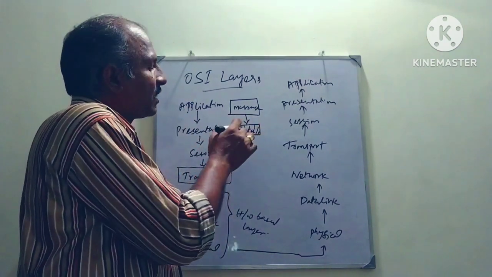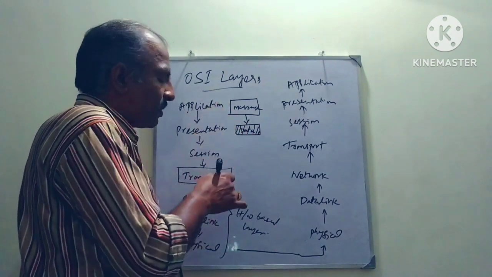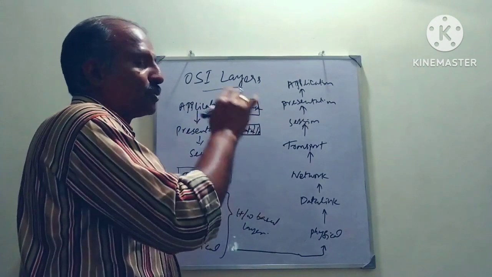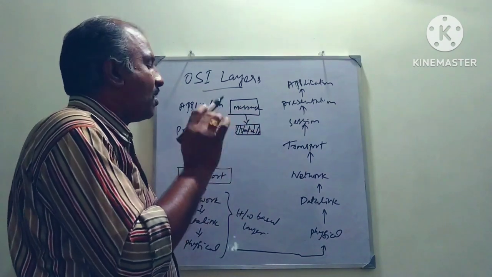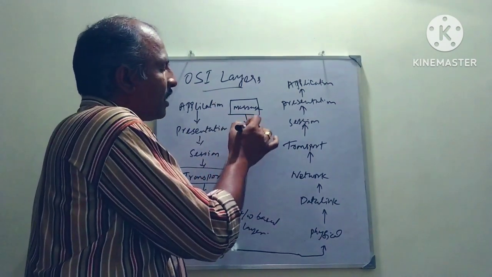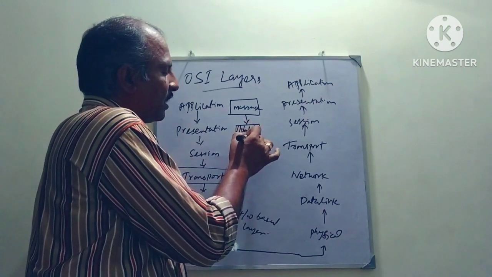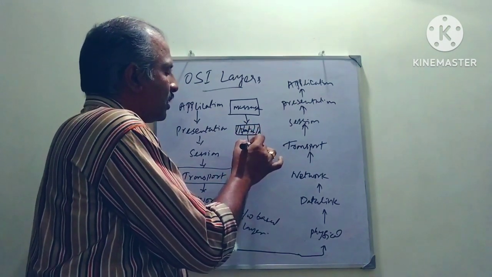On the receiving side, whatever operation we perform on the sending side, the reverse operation is going to be performed. So now the data is encrypted. This is the encrypted data. After that, it will go to the session layer.